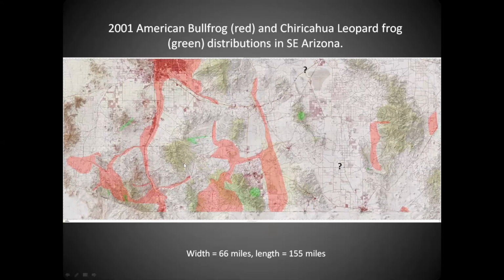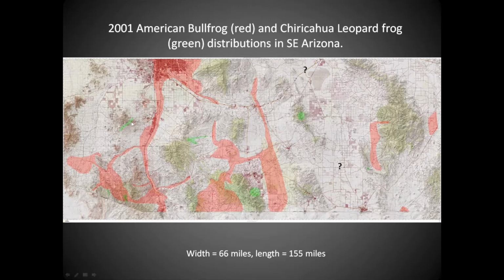So in 2001, this was the extent in southeastern Arizona. This is Tucson over here in that upper left-hand section. This is the Mexican border down here. This is about, I don't know, 100 and some miles wide, 55 miles tall. Southeastern Arizona. These are mountains. This is the Chiricahuas. These are the Rincons. These are valleys. And this is the bullfrog distribution back in 2001. And the remaining Chiricahua leopard frog populations are in green.